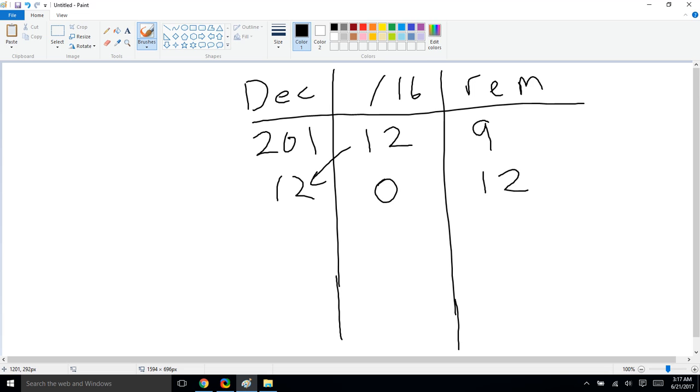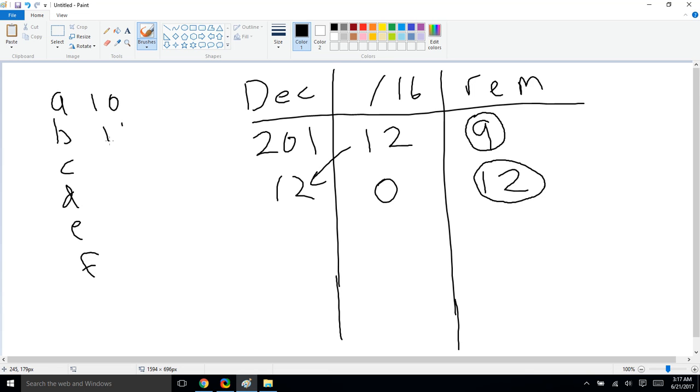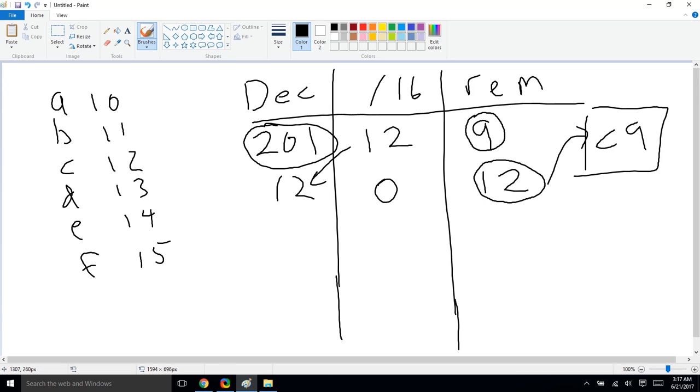We want each of these things here to be a hexadecimal digit. So 9 is fine, that's okay. 12 is not a hexadecimal digit. We have to use our extra ones. So we had A, B, C, D, E, F. A is 10, B is worth 11, C is 12, D is 13, E is 14, F is 15. So this in hex we write as C9. If we ask Google to convert 201 decimal to hex, it should say C9.